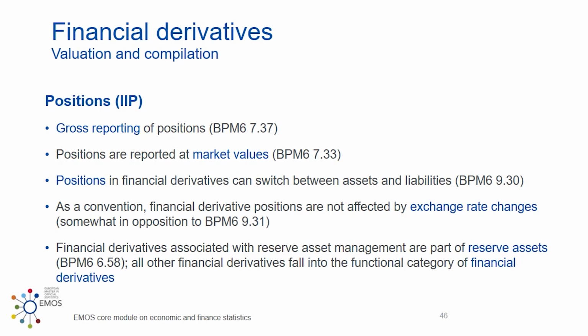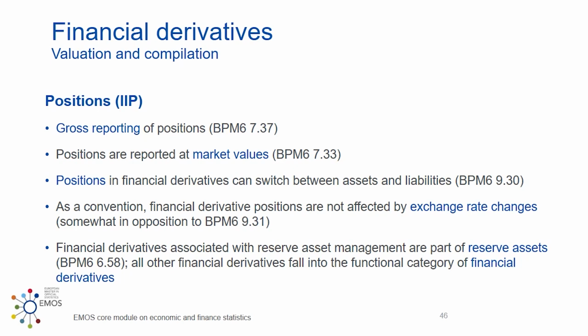So if you have a forward contract with someone else, at one point in time this can be a position that is an asset for you and a liability for the counterparty. And a few days later, given the respective market development of the underlying, it can be a liability for you and an asset for the counterparty. And in this case, this individual position would switch from being an asset in the external position in the IIP from the country of your residency to being a liability in the country of your residency in the IIP a few days later.